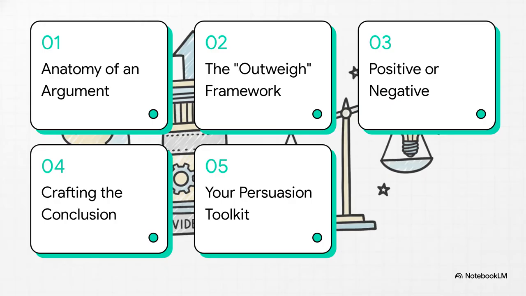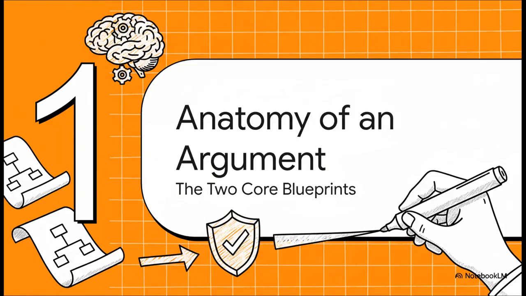All right, so here's our game plan. First, we'll break down the basic anatomy of an argument. Then we're going to master two really powerful frameworks, the outweigh and the positive or negative. After that, we'll get into crafting the perfect conclusion, and then finally, we'll put it all together in your own personal persuasion toolkit. First up, let's look at the basic anatomy.